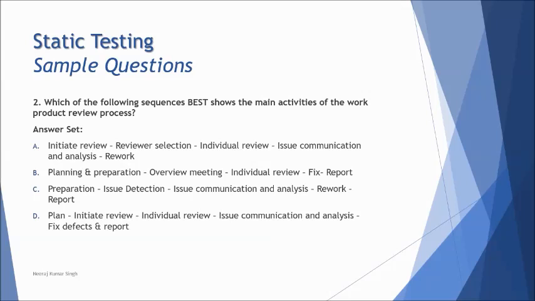This seems to be quite a simple one. The second one, which of the following sequence best shows the main activity of the work product review process? Now, of course, the review process has 5 major stages, which include planning, initiate review, individual review, issue communication and analysis, fixing, and reporting. And of course, we have only one option here, that's D, which is the right answer.